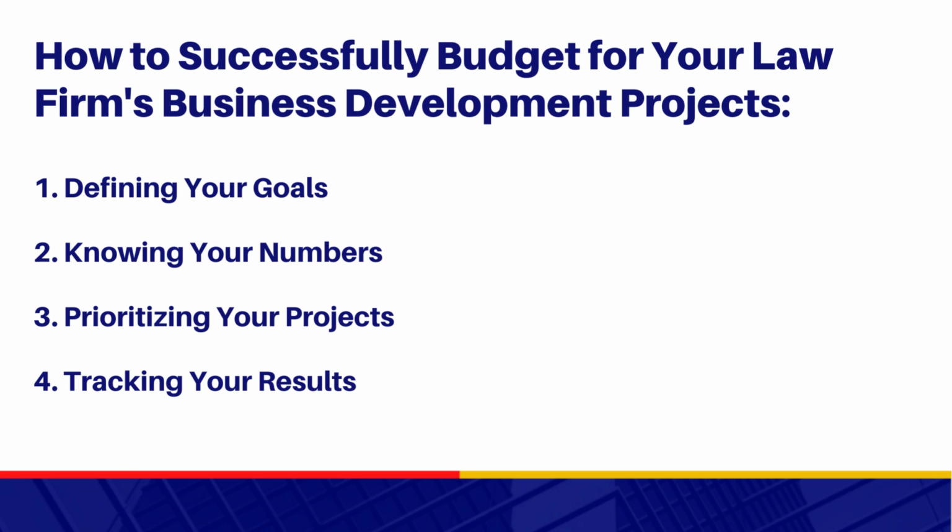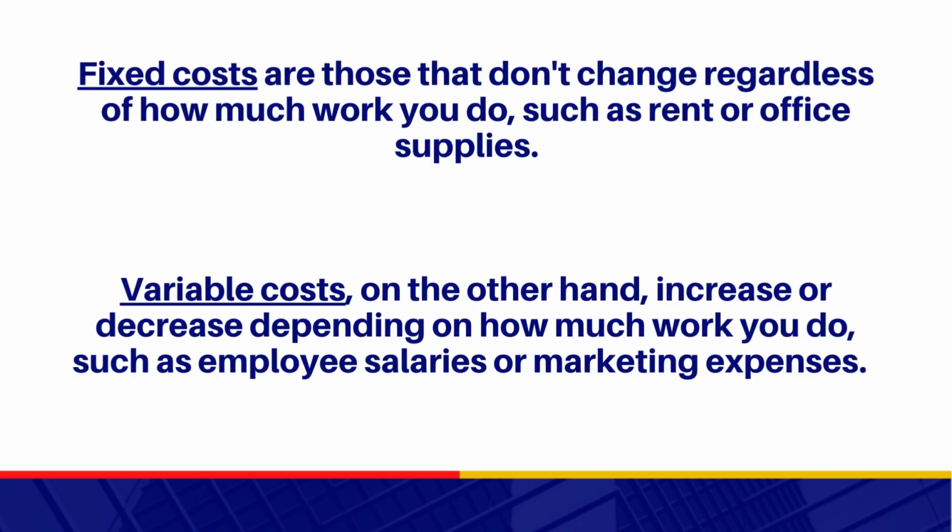Start by calculating your fixed and variable costs. Fixed costs are those that don't change regardless of how much work you do, such as rent or office supplies. Variable costs, on the other hand, increase or decrease depending on how much work you do, such as employee salaries or marketing expenses. Once you have these numbers, you can begin to project your revenue for each project. This isn't an exact science, but it will give you a good idea of whether a project is likely to be profitable or not.